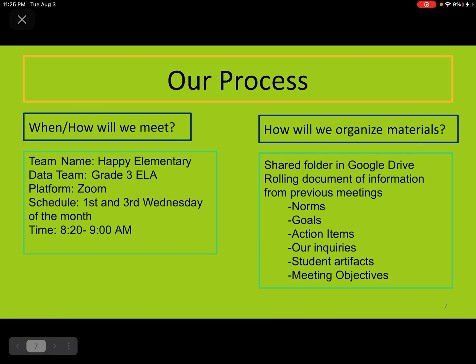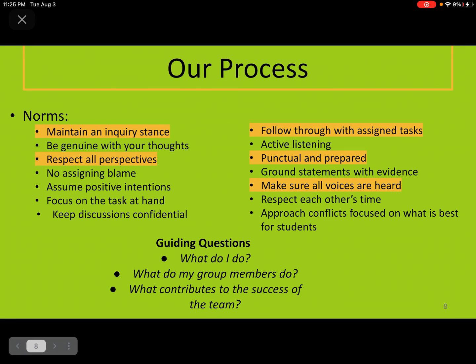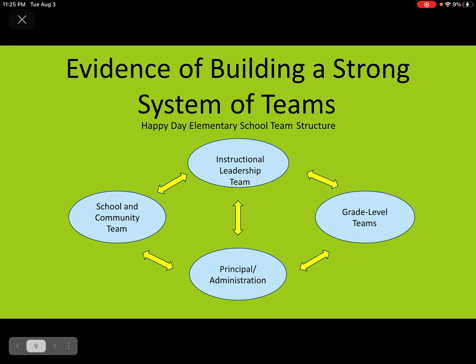This is evidence of our decided upon meeting times and organization of materials. And here we have illustrated our group norms, emphasizing our top 5, and these are norms that are shared and reviewed at the start of each meeting so that we can keep each other on track throughout.